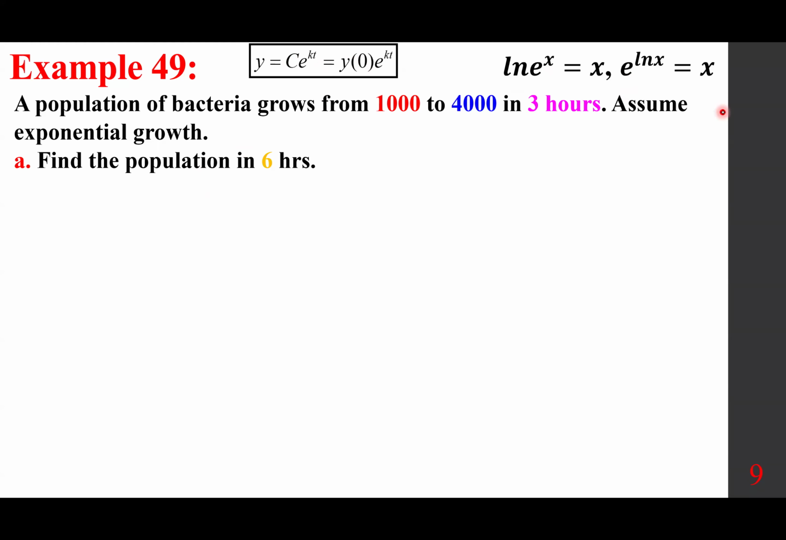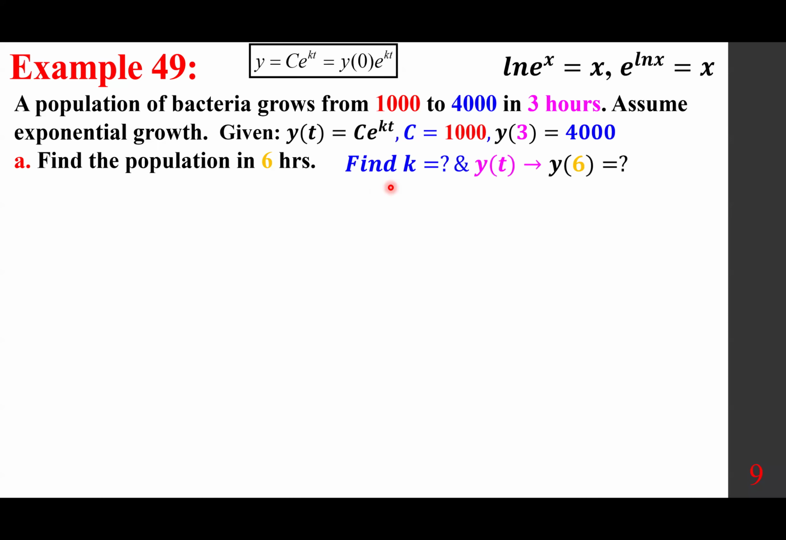So let's see what happens here. What is given? The formula is that, where the initial value is 1,000 and y in 3 hours, at t equals 3, we get 4,000. First, that is the given. So understanding what's given, what are we going to do here? First and foremost, we need to find k. In other words, we have to find this formula. To find this formula, we need to find k. And then plug in t equals 6. So first find k, and then y of t is known and evaluated at t equals 6.